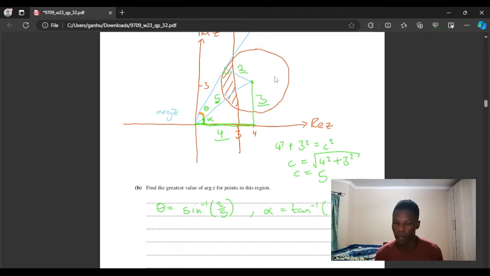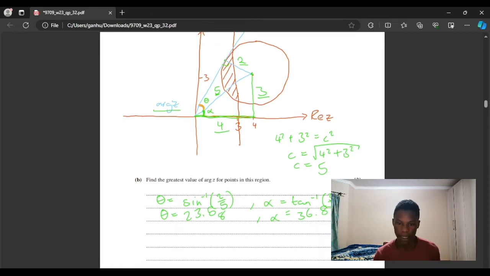Alpha is equal to arctan of 3 over 4. So theta would be, punch that into your calculator, make sure you're in degrees, arcsin of 2 over 5, which is 23.5. Let's just do 5/8. We're going to round off to 1 decimal place. And then alpha is equal to arctan of 3/4, which is 36.87.